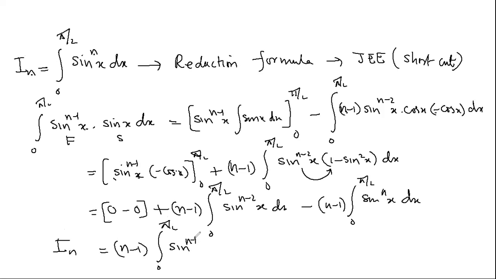Sine raised to n minus 2x dx, minus n minus 1 into sine raised to, what is this? This is the same as the question, no? Same as the question. Yes. So I'll denote it by I_n.